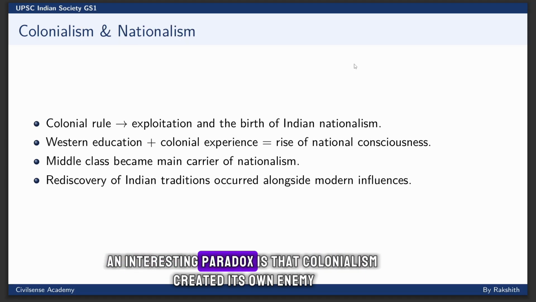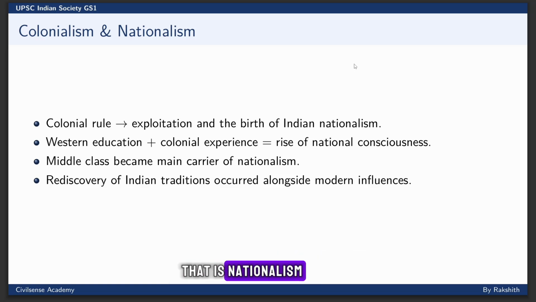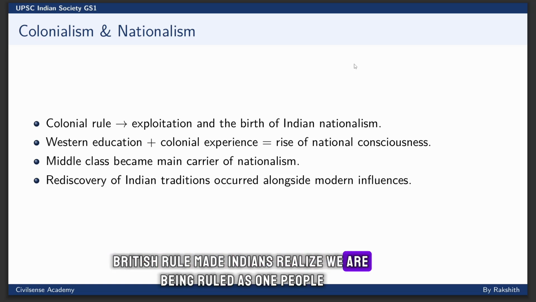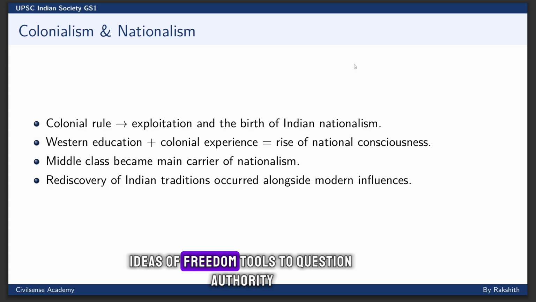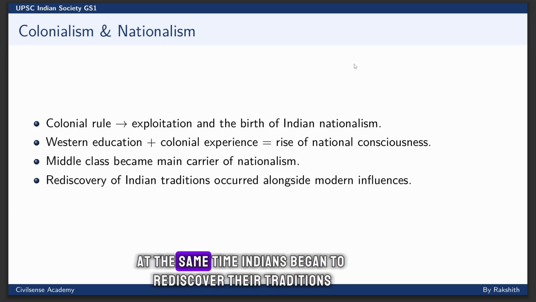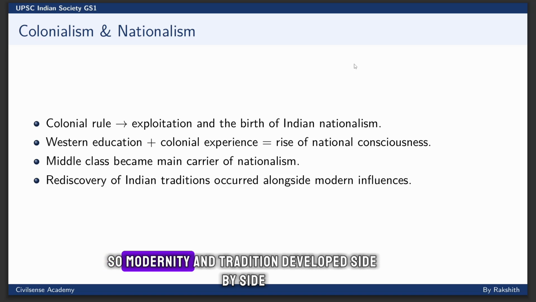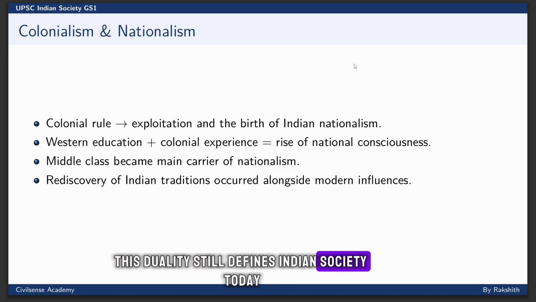An interesting paradox is that colonialism created its own enemy, that is nationalism. British rule made Indians realize we are being ruled as one people. Western education gave Indians ideas of equality, ideas of freedom, tools to question authority. At the same time, Indians began to rediscover their traditions. So, modernity and tradition developed side by side. This duality still defines Indian society today.